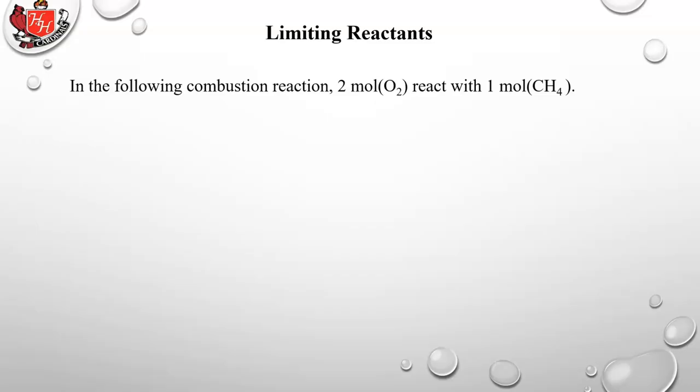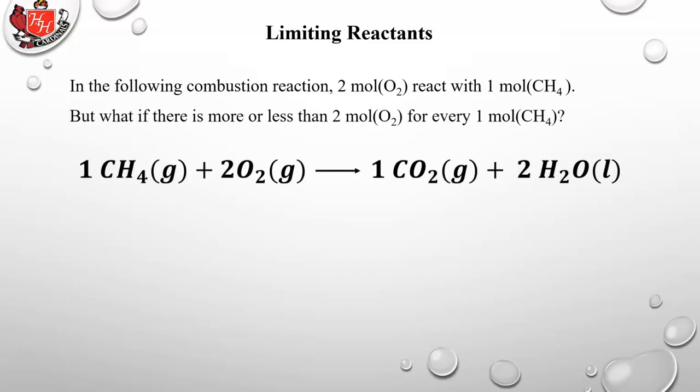Okay, in the following combustion reaction, 2 moles of oxygen react with 1 mole of CH4, and you can see that in the chemical equation. 1 mole CH4 for every 2 moles of oxygen. But what if there is more or less than 2 moles of oxygen for every 1 mole of CH4? Then one of the reactants will run out before the other.